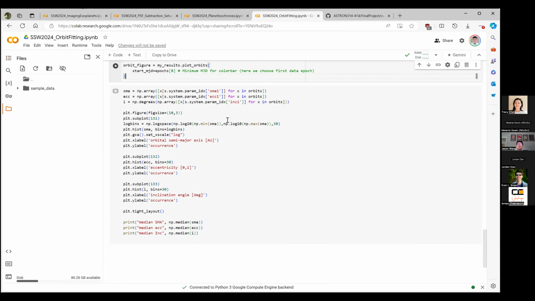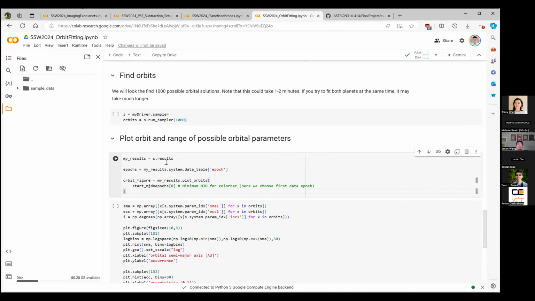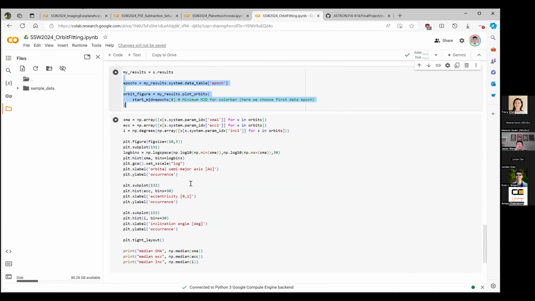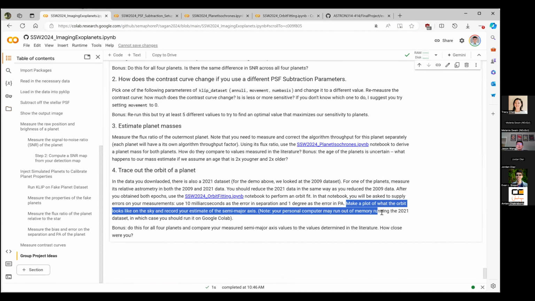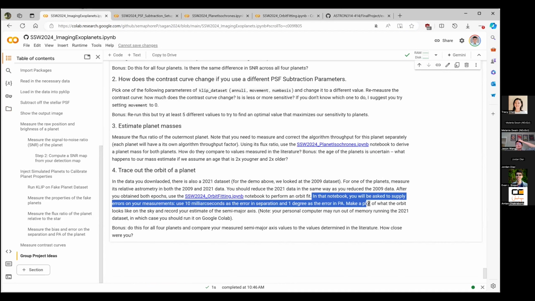So this will plot what the orbit looks like on the sky, and this code down here will also print out the median semi-major axis of the planet's orbit that we inferred. So they can do that all through the existing code.